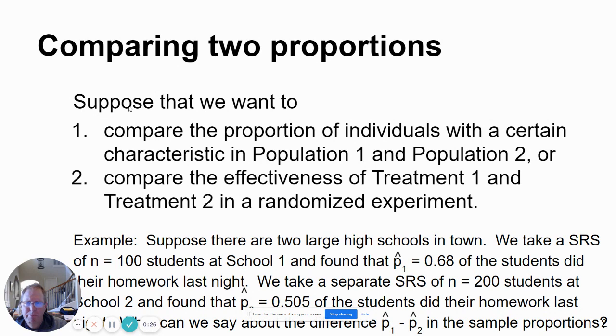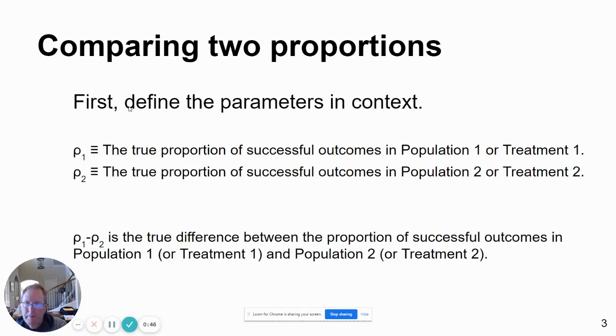Suppose that we want to compare the proportion of individuals with a certain characteristic in population 1 and population 2, or we want to compare the effectiveness of treatment 1 and treatment 2 in a randomized experiment. And I give an example at the bottom of the slide. You can read through it. This shows the kind of problems that you can expect to see this unit.